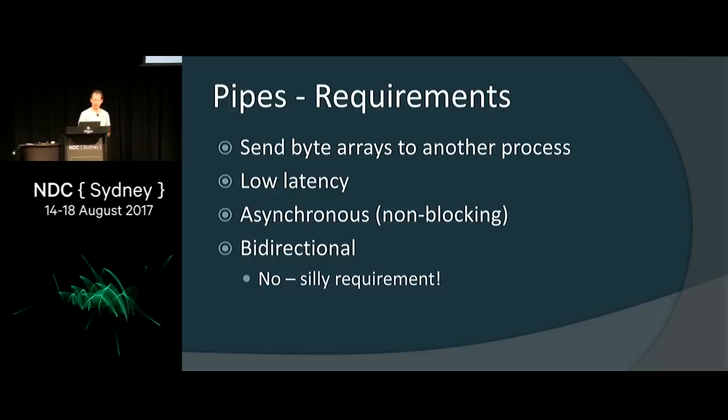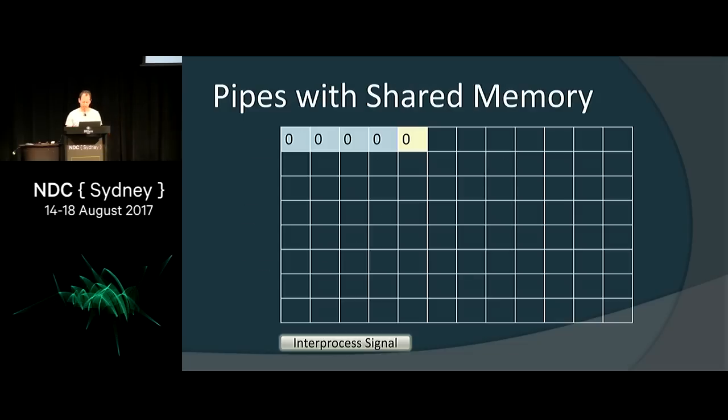And the fourth requirement, it needs to be bidirectional. But then I thought, well, that's a really silly requirement because that would make it way more complicated. And we can easily create a bidirectional pipe by creating two pipes, one each way, which is what we're going to do. So let's design it.